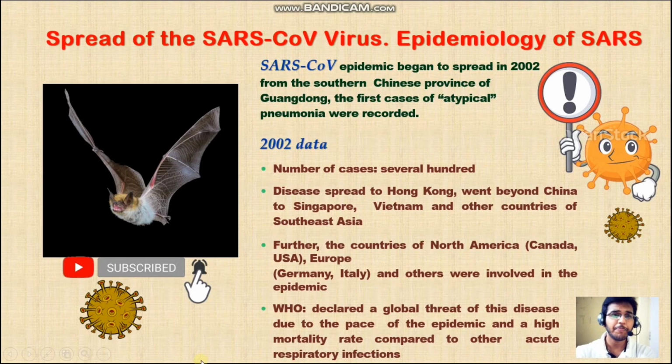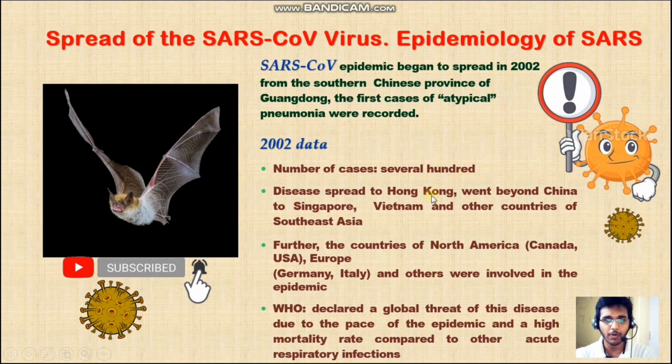Firstly we will be discussing the spread of the SARS-CoV virus. The SARS-CoV epidemic began to spread in 2002 from the southern Chinese province of Guangdong. We know that SARS-CoV-2, which causes COVID-19, occurred in the city of Wuhan in China, and SARS-CoV also came from the same country, China, but from Guangdong province. The first wave of this virus attacked the Chinese population and Southeast Asia during 2002. The number of cases registered was in the hundreds.